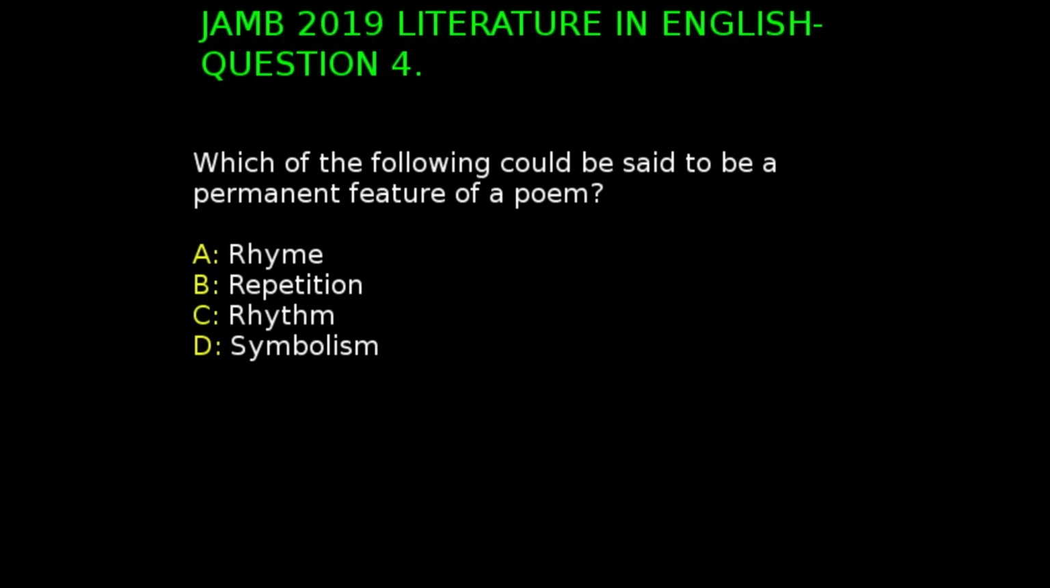JAMB 2019 Literature in English Question 4. The question says, which of the following could be said to be a permanent feature of a poem? Option A is rhyme, B. repetition, C. rhythm, D. symbolism. All the options given are all features of poems or poetry.